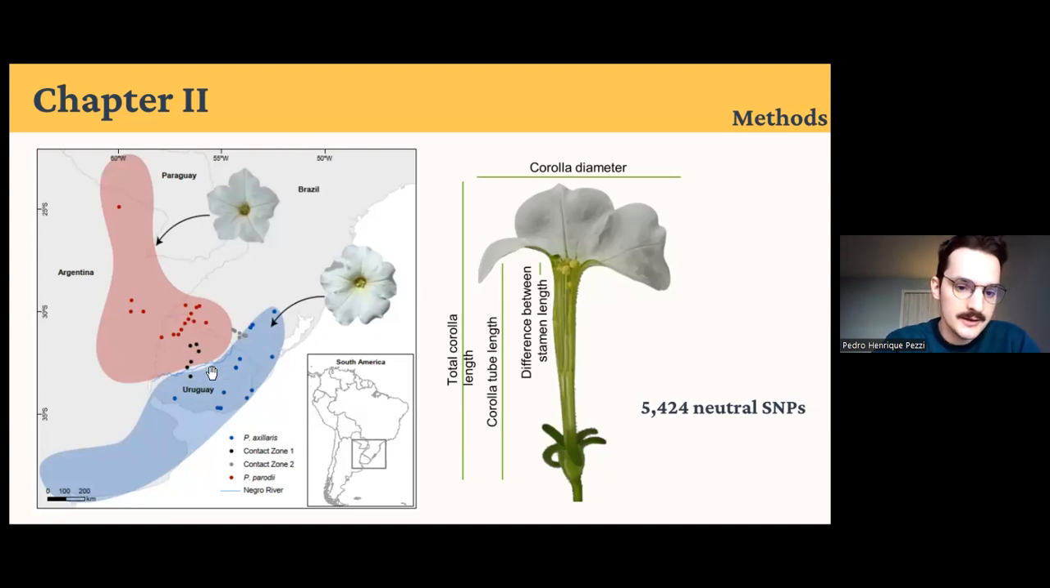It occurs in this region that we called contact zone one, but also at the origin of the Negro River in the Bagé region in southern Brazil, where we can also find individuals with a different morphology. We called this contact zone two. We collected individuals from both contact zones as well as canonical individuals, and we used genotyping by sequencing data again. We also collected measurements of the flowers to see if there is a difference in flower morphology between these species and how it corresponds to the contact zones.